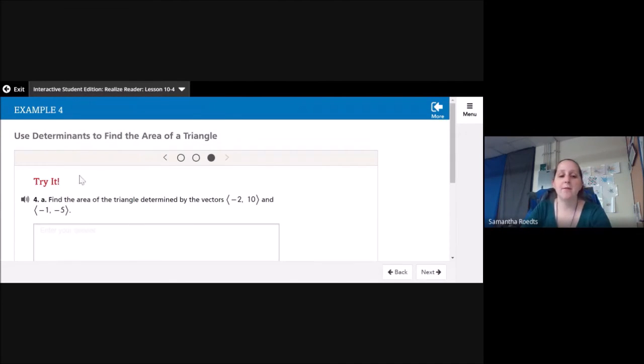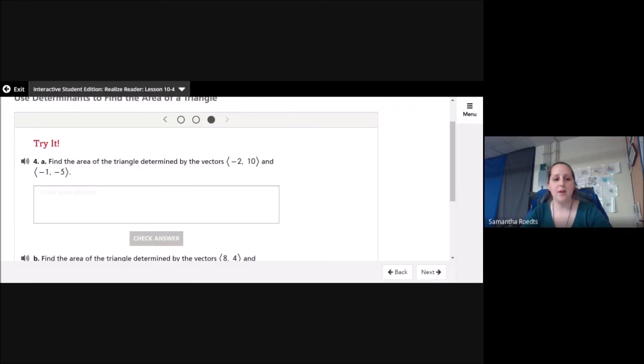All right, let's try it. 4A. Find the area of the triangle determined by the vectors -2, 10, and -1, -5. So the first thing I want to do is turn this into a matrix. T equals -2, -1, 10, -5. Okay. Then I want to find the absolute value of the determinant of T.